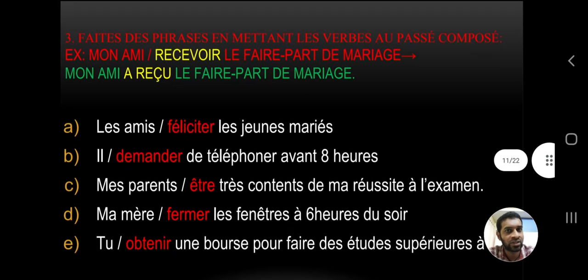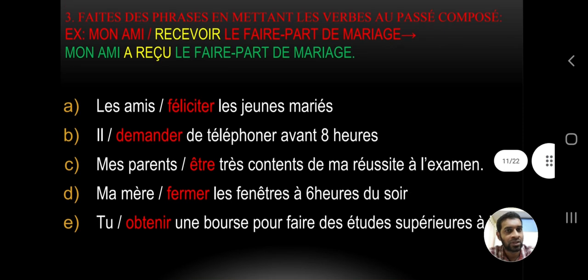So heading to the third exercise. It's actually the same. Faites des phrases en mettant les verbes au passé composé. Exemple: mon ami / recevoir le faire-part de mariage. Le faire-part means invitation of the marriage. Recevoir means to receive. Mon ami a reçu le faire-part de mariage. Nothing much, you just conjugate the verb, which is in infinitive form, in passé composé.